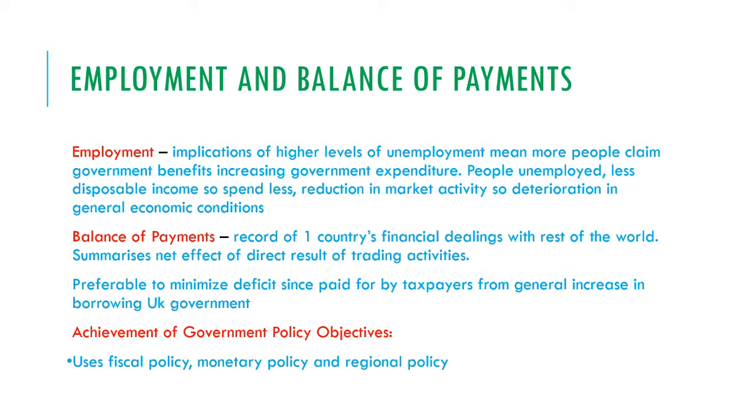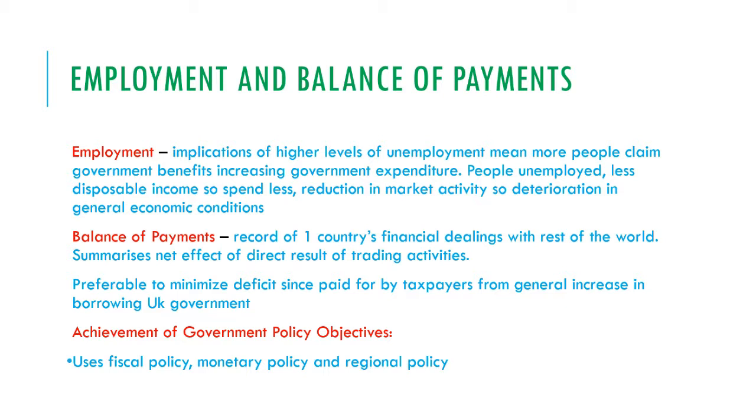So employment is the implication of higher levels of unemployment. A higher level of unemployment will mean more people will claim government benefits, and this increases government expenditure. With people being unemployed, there's less disposable income, and therefore there's less spending, and there's a reduction in market activity, and there will be a deterioration in the general economic conditions. Obviously, the opposite applies if there's a high level of employment.